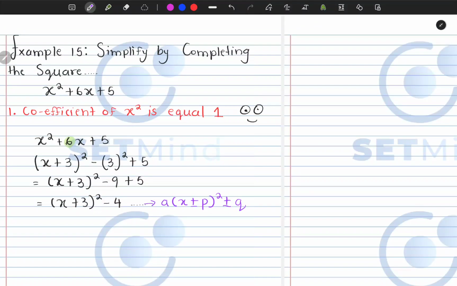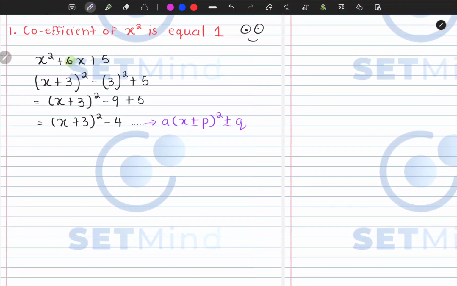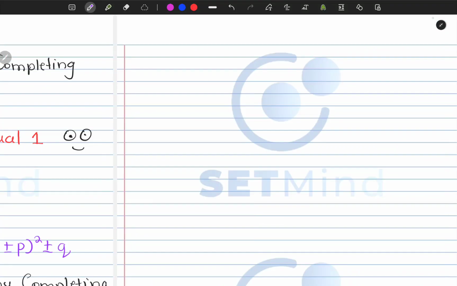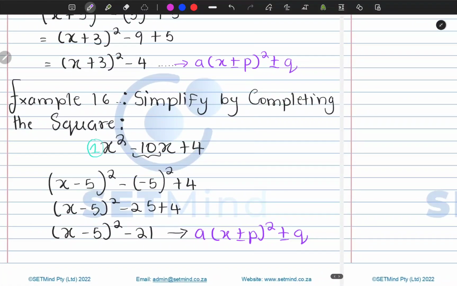Let us go ahead and have a look at example 16, where we still need to complete the square. Okay. So I quickly did example 16 here, where I was completing the square. So we're given x squared minus 10x plus 4. Lucky enough, the coefficient of x squared is 1.